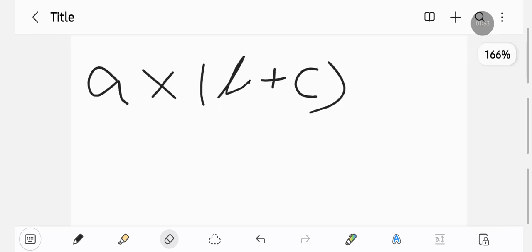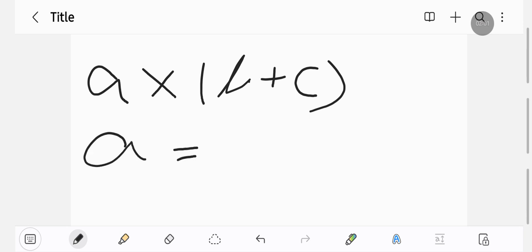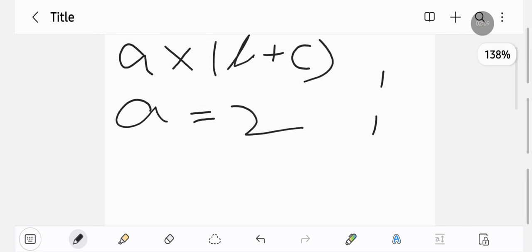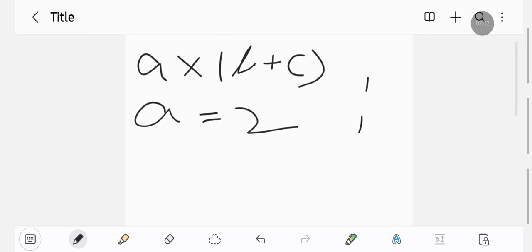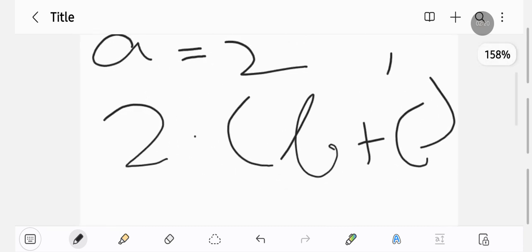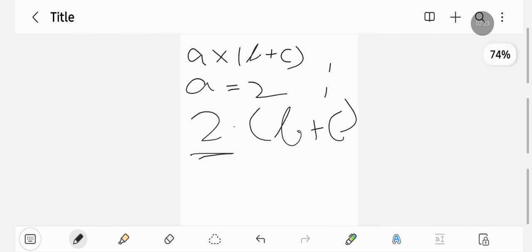Now let's think for a while. If a times b is there, suppose a is equal to 2. Then if we input it, we get 2 times (b plus c), right? Now what does 2 times anything mean? This side means how many times you have to do the repeated addition, and this side means which expression you have to repeatedly add.